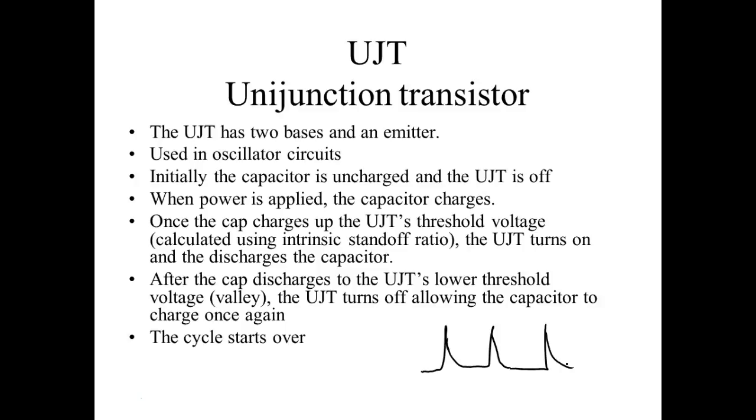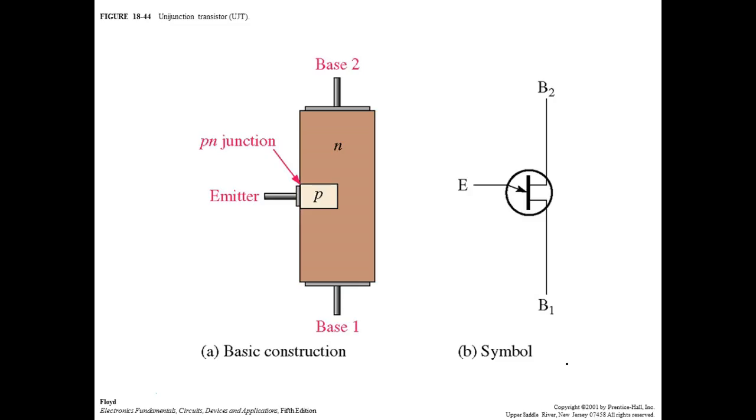So we'll look at the next circuit. Initially, the capacitor is uncharged and the UJT is off. When power is applied, the capacitor charges. Once the cap charges up to the UJT threshold voltage, called the intrinsic standoff ratio, the UJT turns on and discharges the capacitor. As soon as the capacitor discharges, the UJT shuts off. After the discharge, at the UJT's lower threshold voltage, or valley voltage, the UJT turns off, allowing the capacitor to charge once again in cycles. So where's the circuit at?